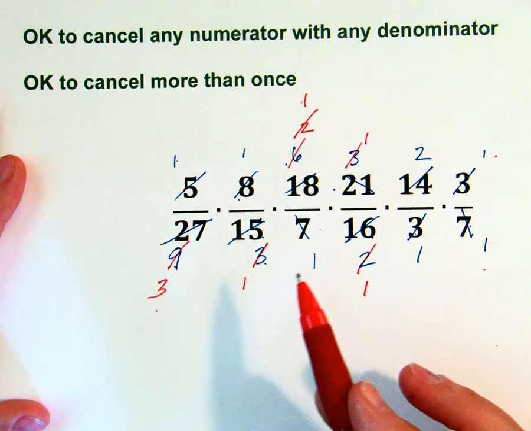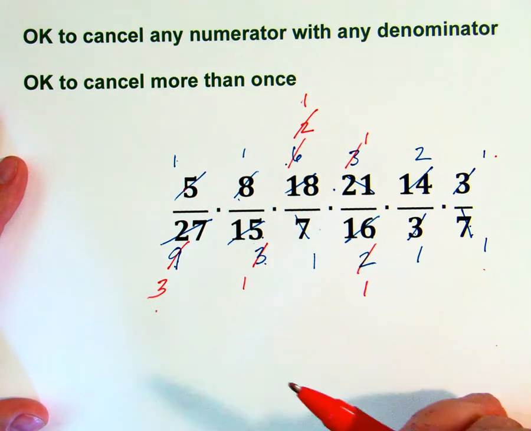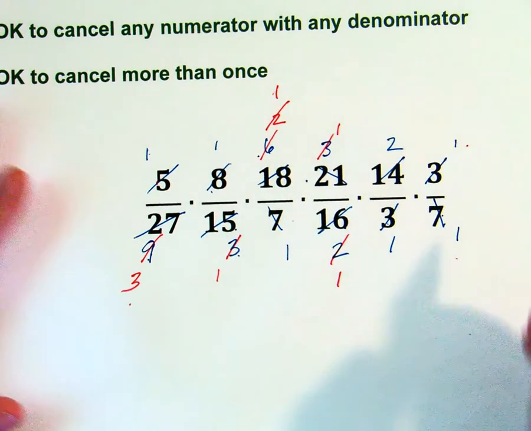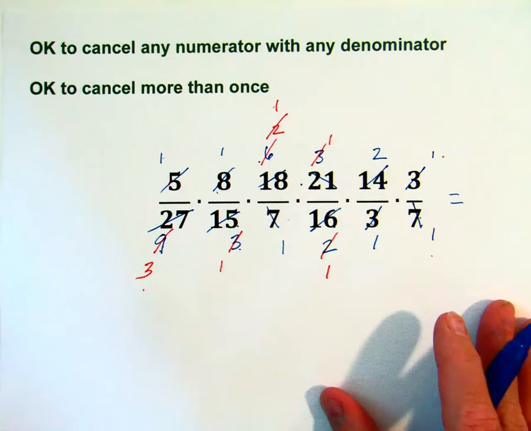Okay, well, 2 and 3 don't have common factors, so I'm done. So now this makes a really, really hard problem. Y'all listen real careful here. See if you can figure this one out.